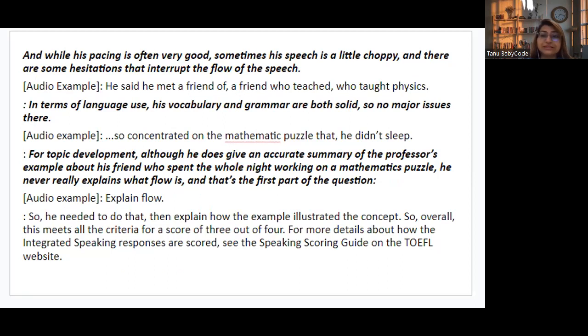So overall, this response got a score of 3 out of 4. So you have to be very careful that whenever you speak, you have to speak according to 3 criteria: delivery, language use, and topic development.